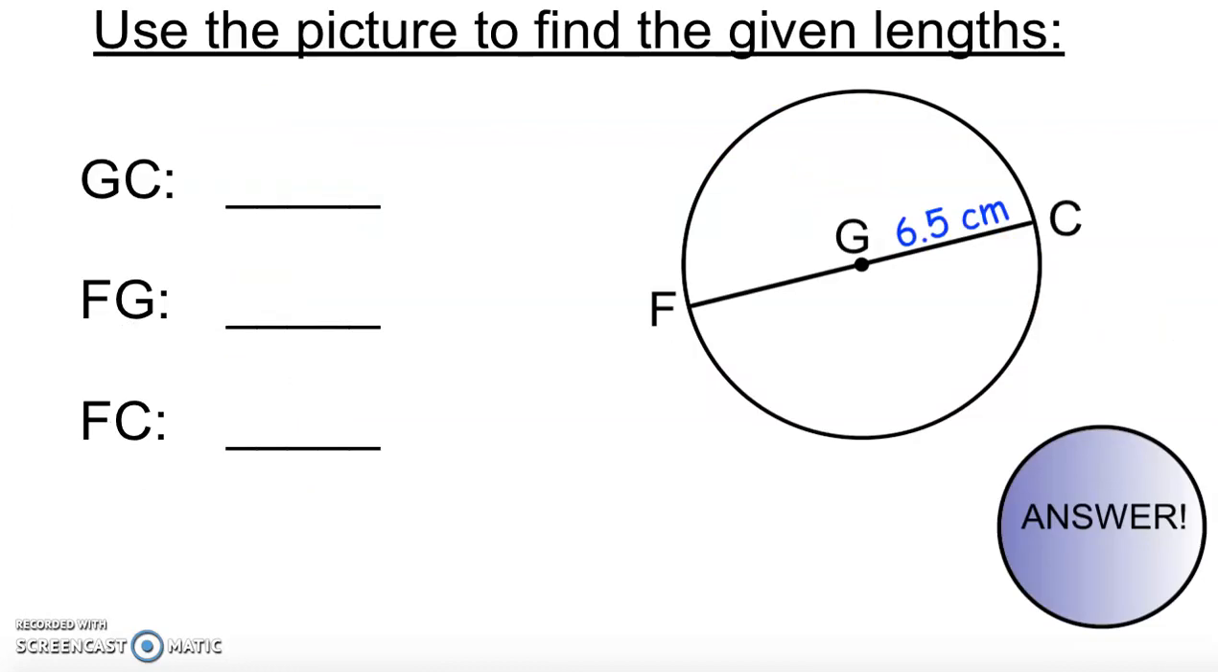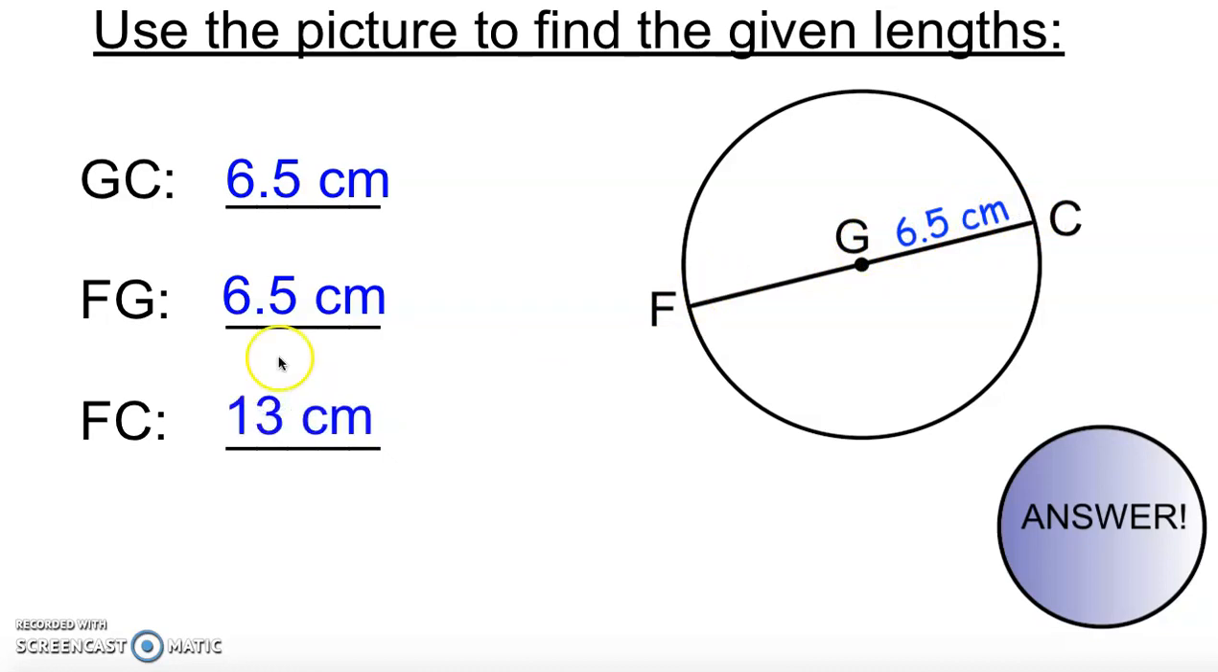All right, so let's use the picture to find the given lengths. So you'll notice here I've got circle G, I'm noting the radius length between G and C at 6.5 centimeters, so there's not really any work to do there. Segment F and G, this is also a radius here. So I've got a radius from G to C. I've got a radius from G to F. So if this is 6.5 centimeters here, this has to be 6.5 centimeters here as well. And then the length of the chord is just going to be adding up the two 6.5 centimeters, which is going to be 13 centimeters.